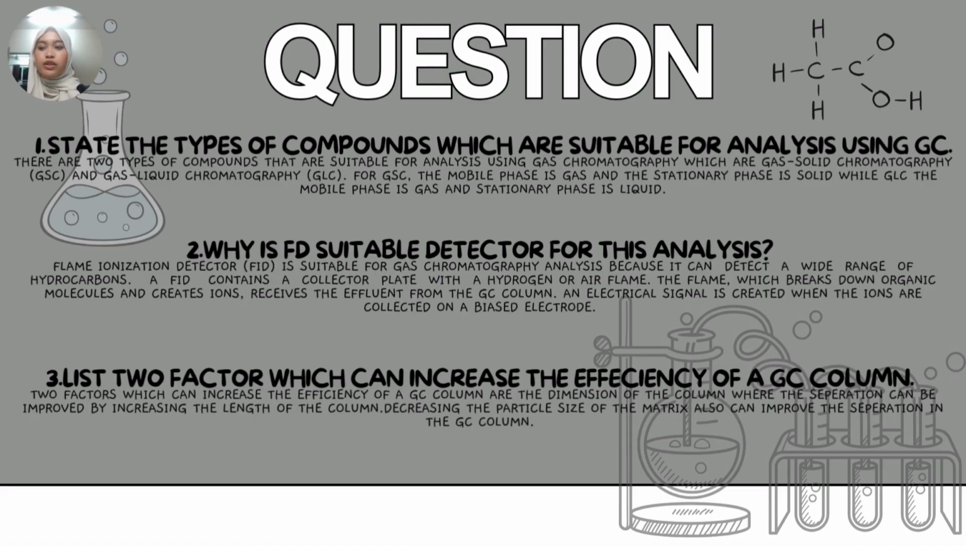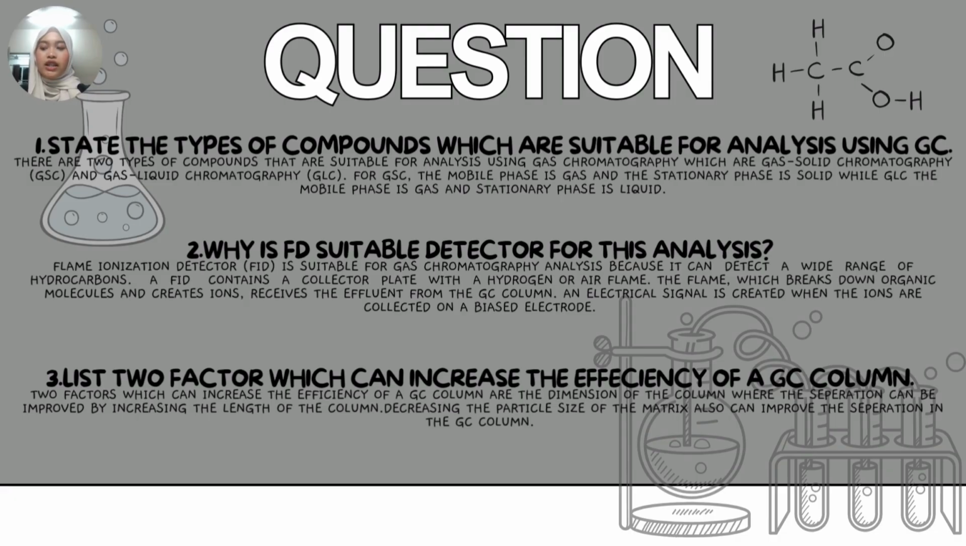Next question: why is FID a suitable detector for this analysis? Flame ionization detector, or FID, is suitable for gas chromatography analysis because it can detect a wide range of hydrocarbons. An FID contains a collector plate with a hydrogen flame. The flame breaks down organic molecules and creates ions as it receives the effluent from the GC column. An electrical signal is created when the ions are collected on a biased electrode.